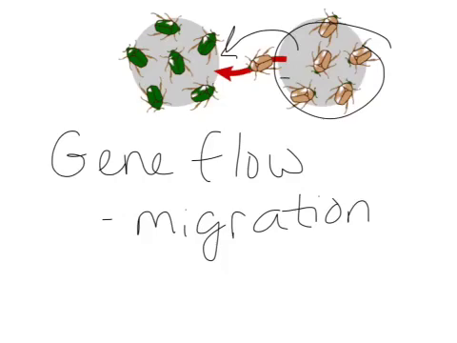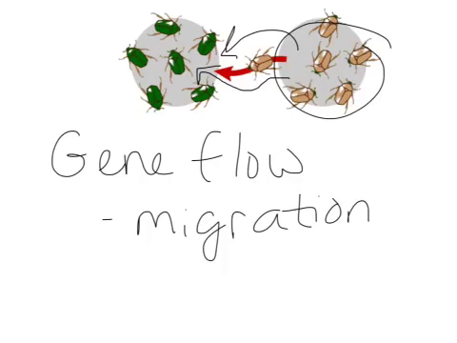This particular bug here has moved into the green bug population, so it has now introduced brown alleles into the green allele population. So there has been gene flow. New genes have moved into the population. It could also be genes leaving.